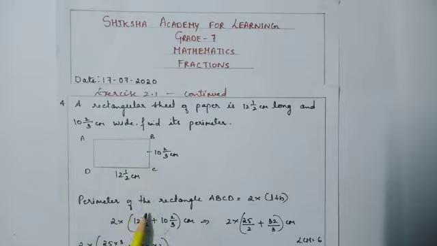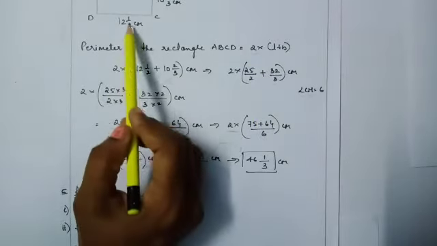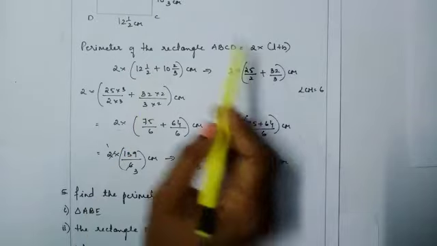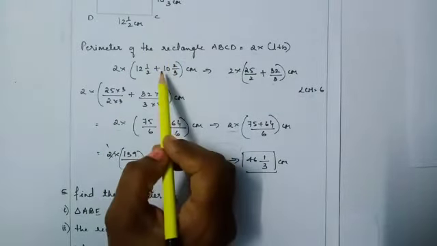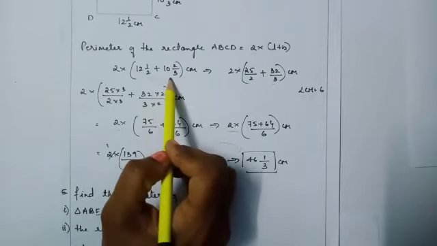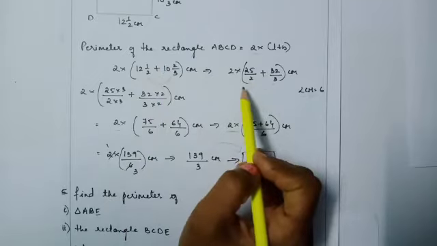We have a formula to calculate the perimeter of a rectangle. That is, perimeter of the rectangle ABCD is given by 2 into (length plus breadth). That is 2 into the length, 12.5 centimeters, that is 12 1 by 2, plus the breadth 10 2 by 3 centimeters. Both the fractions are in the mixed fraction form, so let us convert them to the improper fraction form.